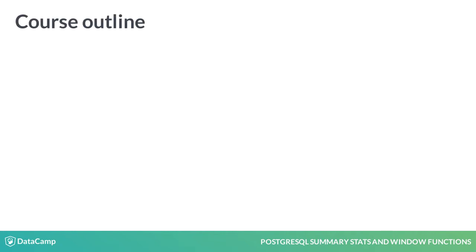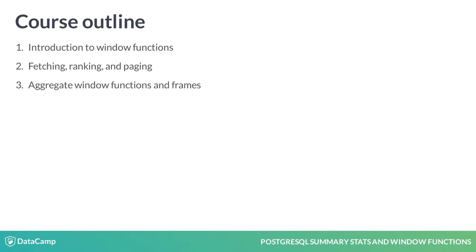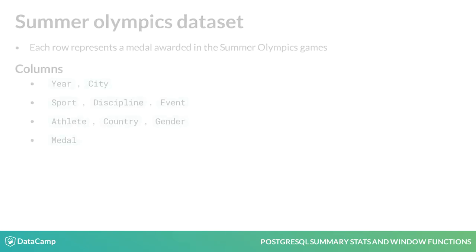Let's go over the course's outline. In Chapter 1, you'll learn what window functions are, the most common clauses that go with these window functions, and two basic window functions. In Chapter 2, you'll learn how to fetch, rank, and bin values in rows. In Chapter 3, you'll learn to use familiar aggregate functions such as sum as window functions, as well as how to define frames. Finally, in Chapter 4, you'll learn techniques and functions that are useful when used with window functions.